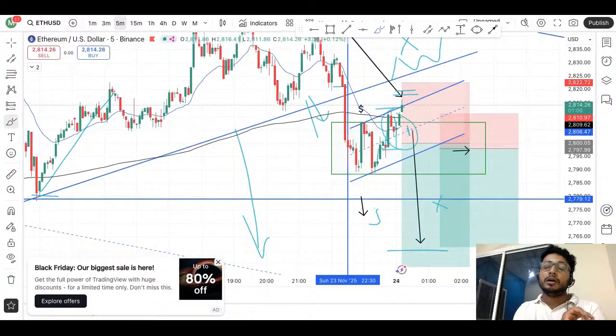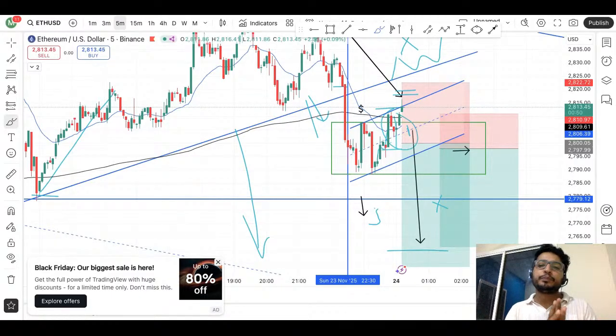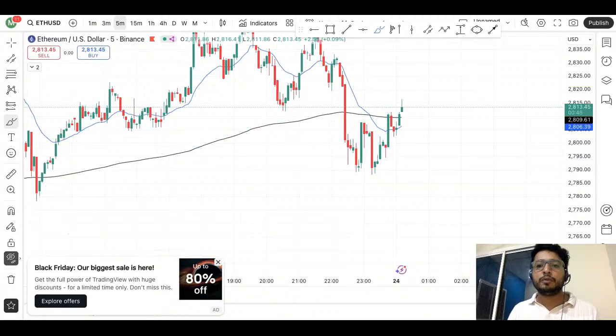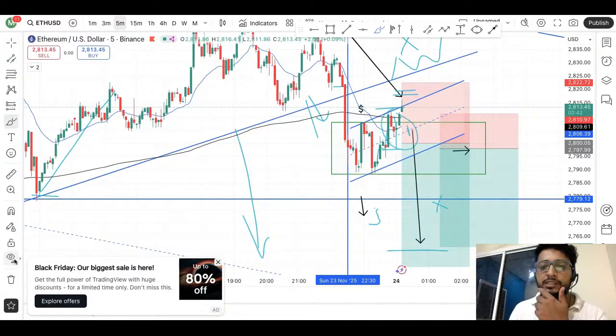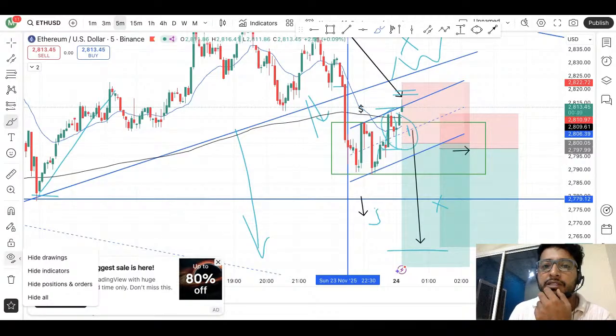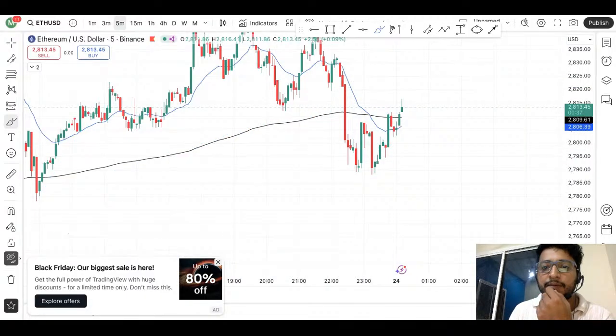See, the most profitable systems are always visible to your naked eye. Nothing is hidden inside. Try to keep the system very simple, guys. Our setup is almost forming. I think we are getting the rejection. We actually waited patiently for half an hour to get that rejection, this liquidity grab and rejection.